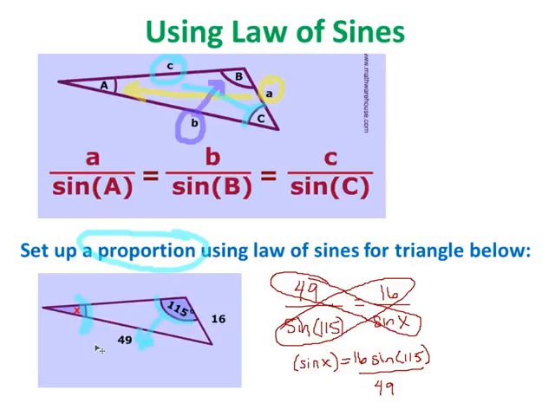Anytime we're trying to find an angle measurement, we have to take the inverse of the trig function. So we're going to take the inverse of sine, and I'm going to plug into my calculator sine to the -1 of all of that. So I'm going to take the inverse of sine, and I'm going to put 16 times sine 115, all divided by 49.